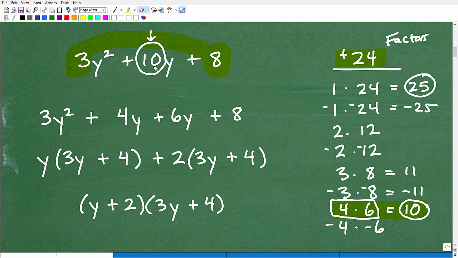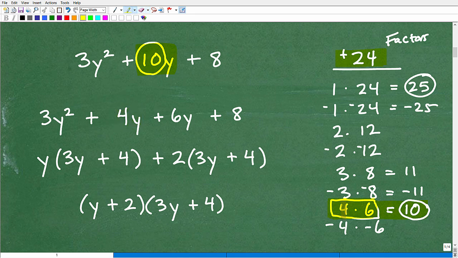Well, what we're going to do at this stage, I'm going to erase this, is we're going to rewrite 10y using these numbers here, 4 and 6. So 10y is the same thing as 4y plus 6y, or 6y plus 4y. Both of these, this problem is the same. In other words, 3y squared plus 10y plus 8, I could write that as 3y squared plus 4y plus 6y plus 8. Okay, so I'm not breaking the problem, I'm just splitting up that 10y.